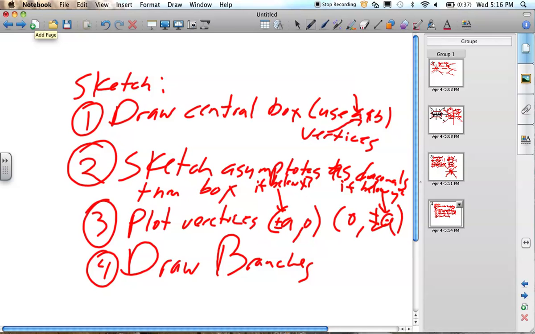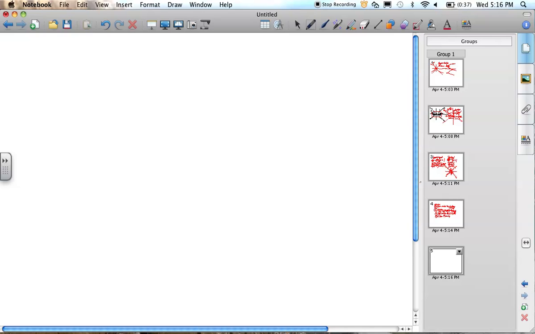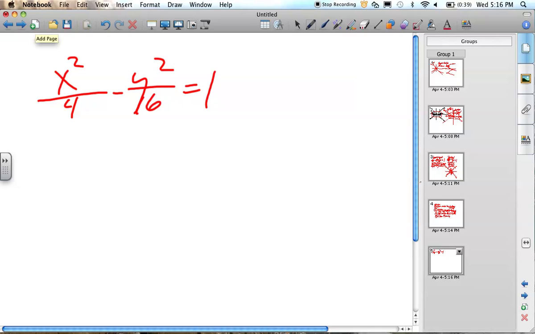Okay, so I'm going to work a couple of examples here. I'll start out with a horizontal one. You're given an equation, x squared over 4, and you're asked to sketch, find the vertices, foci, and asymptotes. So the first thing I notice is that x squared is on top. So that means this thing is going to be horizontal.